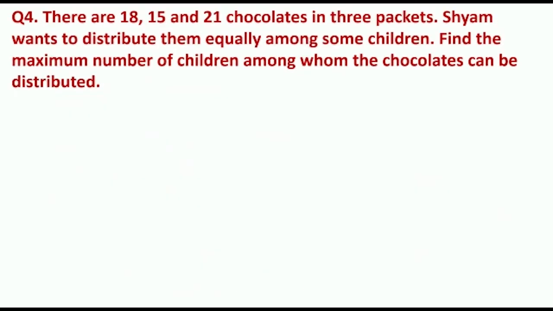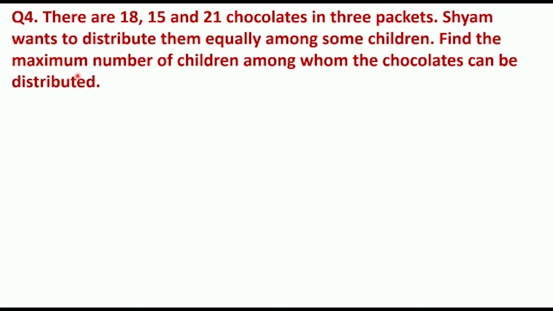Question number 4, children. There are 18, 15 and 21 chocolates in 3 packets. Shyam wants to distribute them equally among some children. Find the maximum number of children among whom the chocolates can be distributed. I have already taught you that whenever it is asking for the maximum number, largest number or greatest number, we have to find the HCF of the numbers.